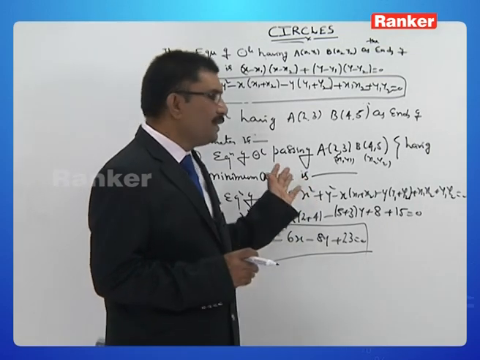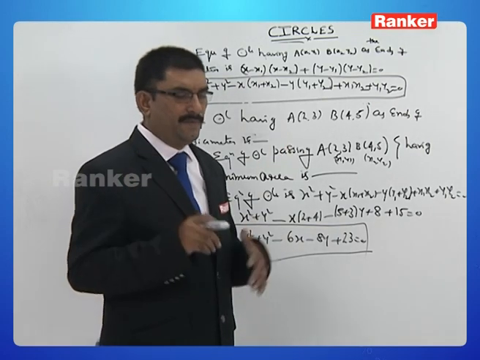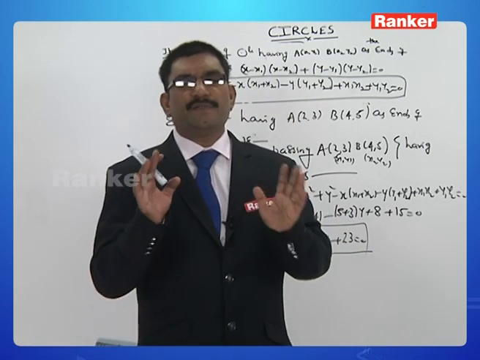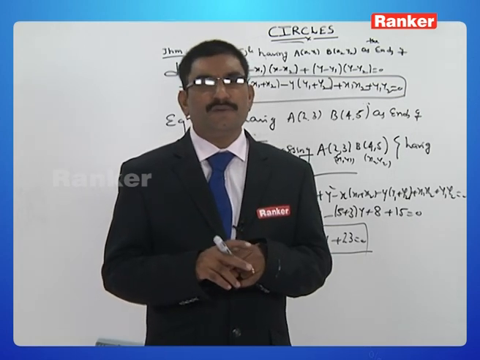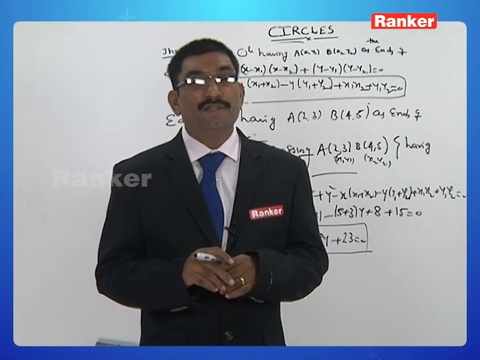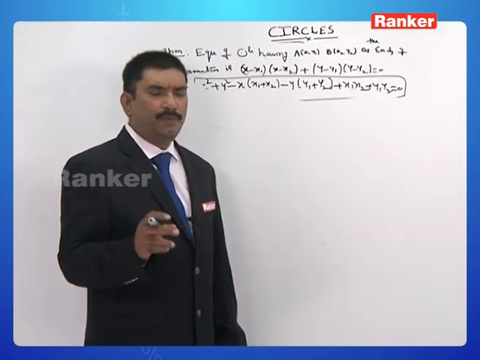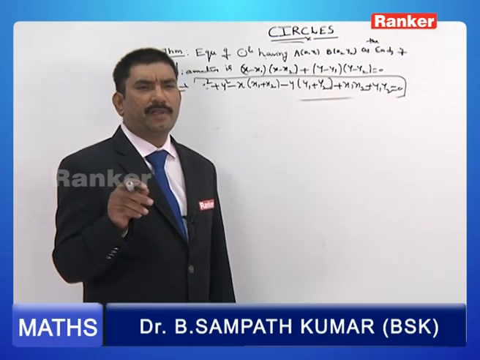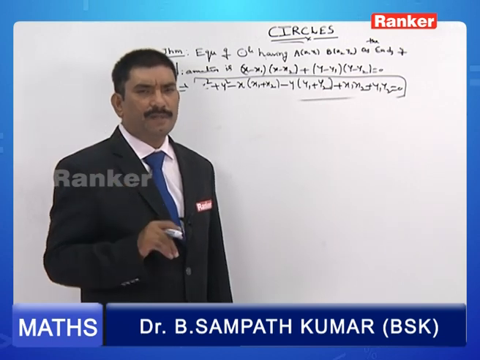So this represents the equation of a circle with AB as the ends of a diameter. Yes. Now we understood how to find the equation of a circle with ends of a diameter, or the equation of a circle passing through x1, y1 and x2, y2 having a minimum area or least radius. Up to now we came across the equation of a circle passing through 2 points and having a minimum radius. That is called the equation of a circle with ends of a diameter.